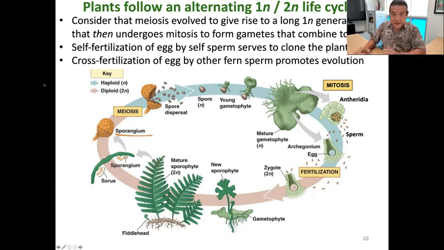Right? So consider that meiosis evolved to give rise in plants to a pretty long 1N gametophyte generation. Right? So here you have spores. The spores grow into this funny structure, right? So this funny structure is the mature gametophyte life stage of a moss. Right? Then what we're probably used to seeing, though, is when we think of a fern, we're used to thinking about these very leafy fern-like structures, right? These are actually the 2N life cycle of the fern, right?